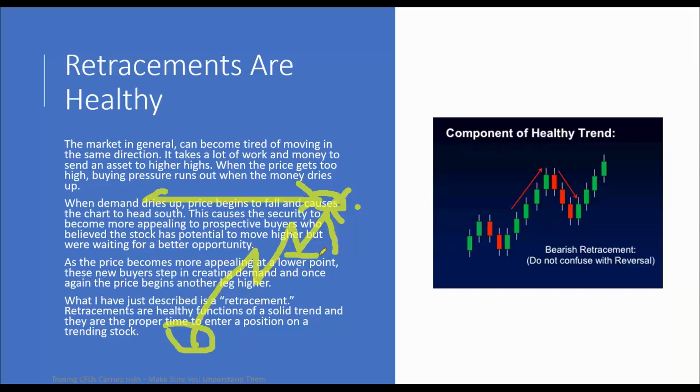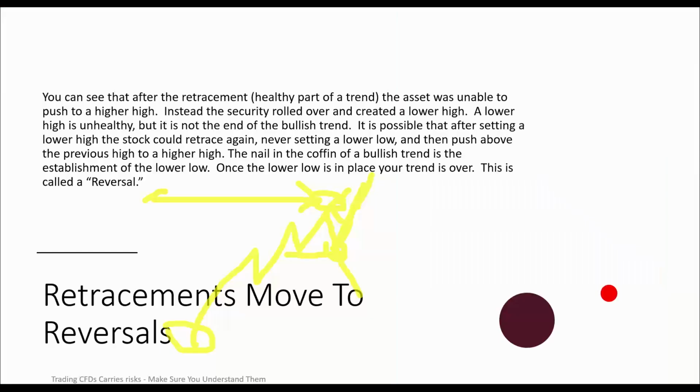When it eases probably to this point, you'll see buyers re-entering the market and fresh buyers coming into the market, which should drive the price to its next high. If you don't see volume increase and you don't see buying, or the opposite, selling, depending on which way the asset was moving, increase, then we're probably moving into a reversal. Now you can see that after a retracement, the healthy part of a trend, the asset was unable to push to a higher high. So we've got this retracement coming down, does a beautiful retracement.